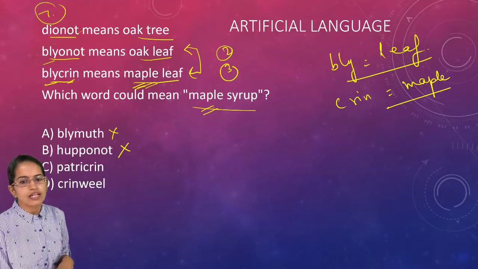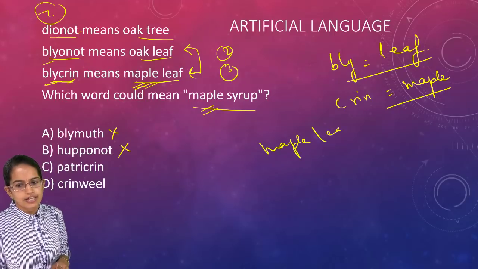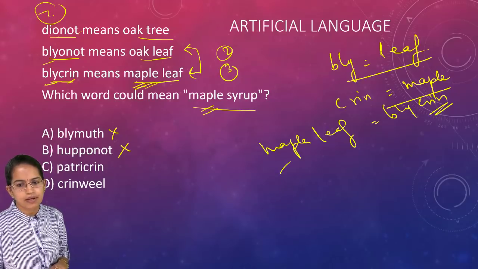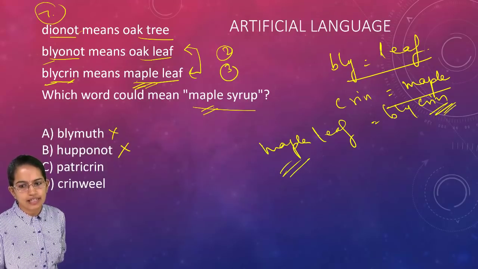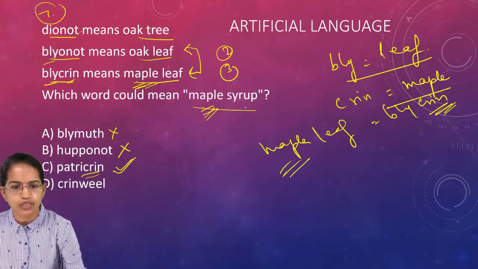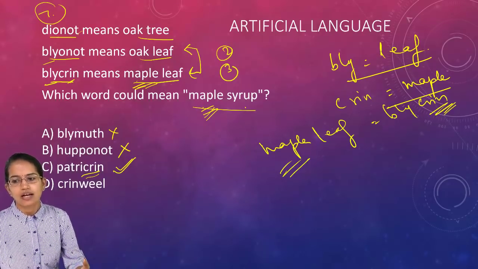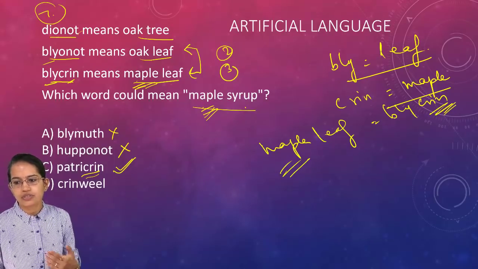Getting my point? So when we are saying maple leaf and we are decoding it as blay crin, where crin means maple, maple is the first word and it's coming at the last in the code. So similarly maple syrup, maple is the first word, so crin would come the last. So petri crin would be the right option here, because syrup is not given, so we cannot explain about syrup.